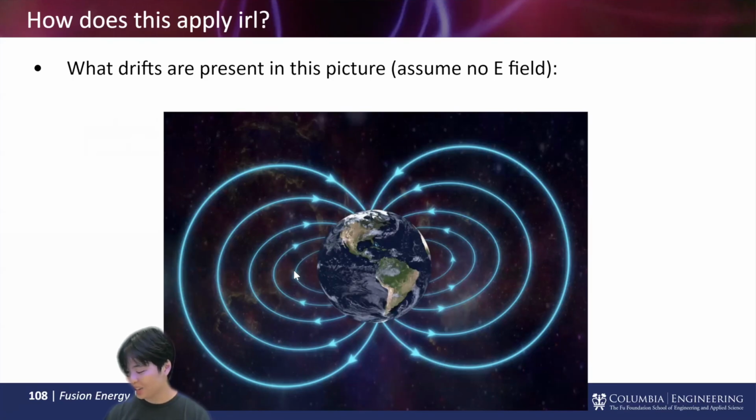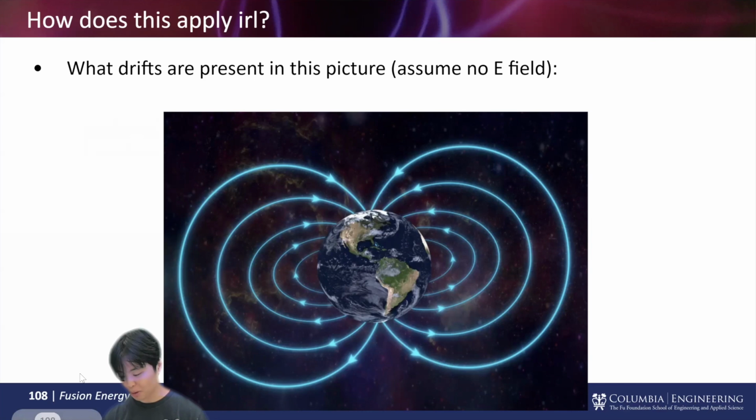fun fact, what direction would the gradient point, right? You have weaker field lines out here compared to inward. The gradient would point inwards like that. Just a review of the gradient vector, right? You have curves, you have gravity. So all these things will introduce drifts.